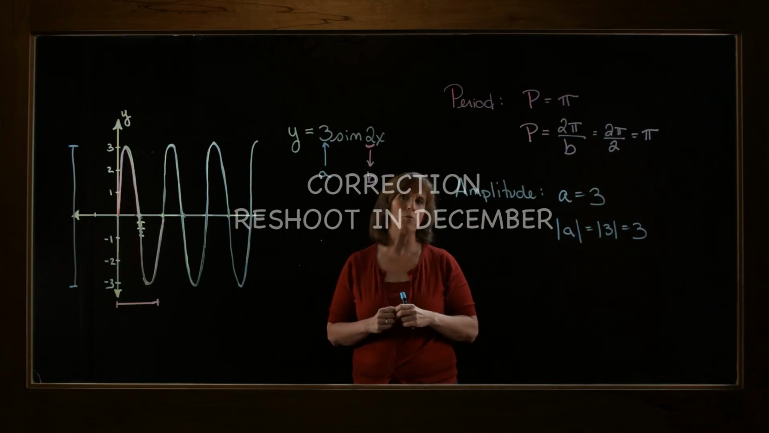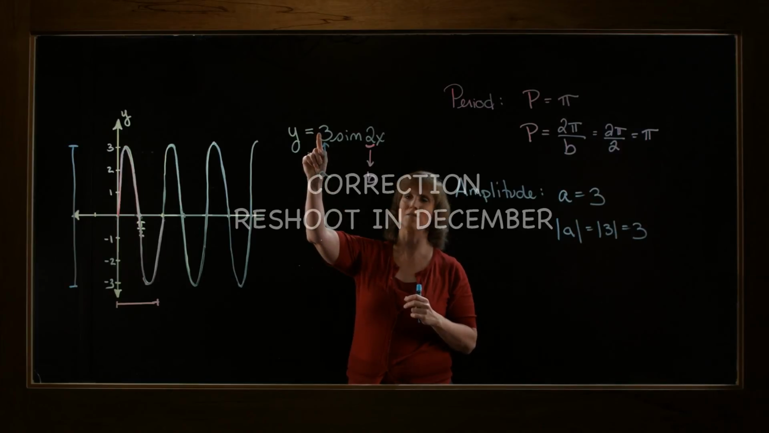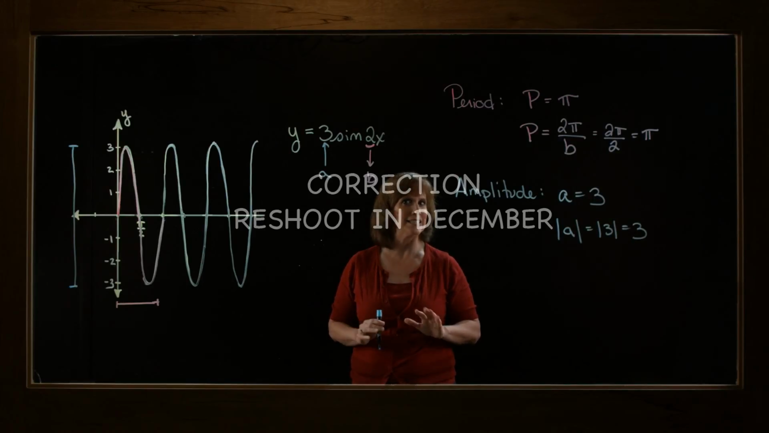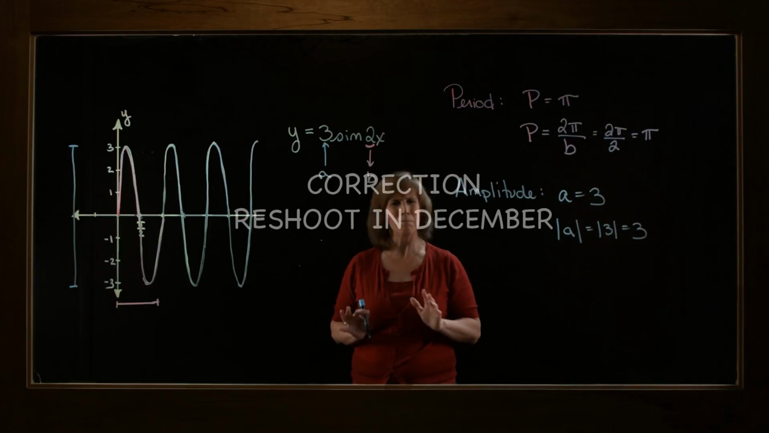That absolute value is important because every once in a while you'll run across a function that has a negative value in front of it. If that happens, the amplitude is still the positive version. The negative sign does something completely different. It deals with a reflection. But we don't have to worry about that in this particular problem.